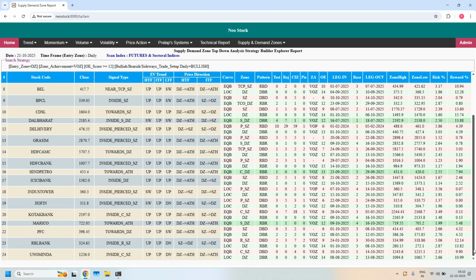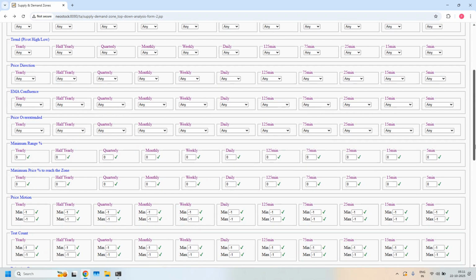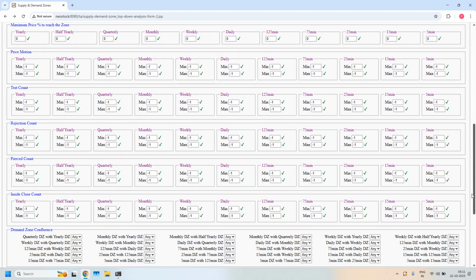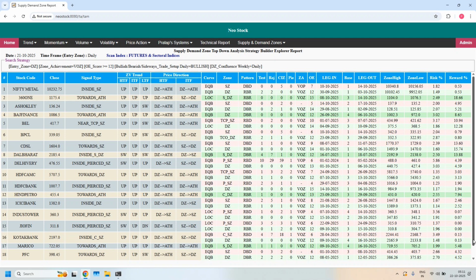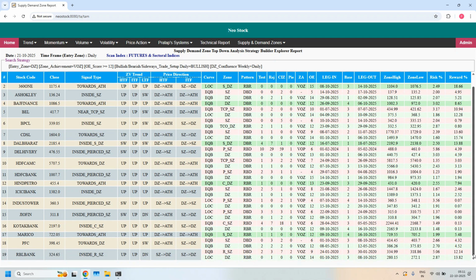lesson 27. Okay, the first strategy is LTF and ITF demand zone confluence, and then ITF demand zone with ITF EMA confluence. Let's apply that strategy step by step. First, LTF and ITF demand zone, that is the daily and weekly demand zone confluence. Applying the filter on the 24 stocks, we got 19 stocks. Scrolling the list down, 19 stocks are filtered.